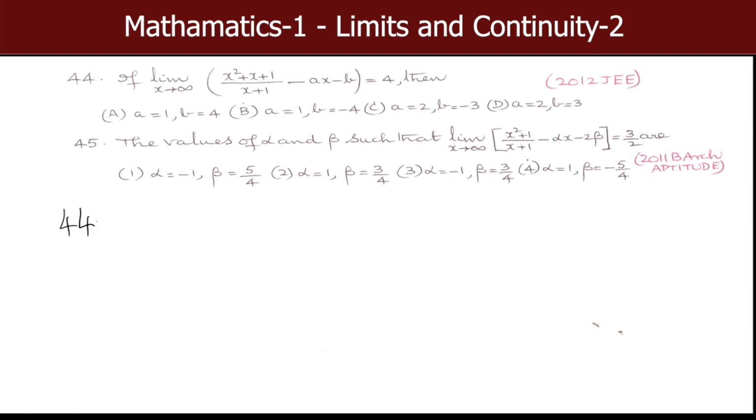If the limit as x extends to infinity of (x square plus x plus 1) by (x plus 1) minus ax minus b equals 4, then what are the values of a and b? It's an advanced paper now. 2012 JEE is meant for the students seeking admission into IITs, not the mains. Simple JEE, then, was advanced only.